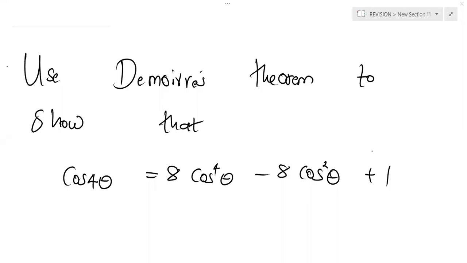Hello, guys. So I would like us to look at this question. Use De Moivre's theorem to show that cos 4θ is equal to 8 cos⁴θ minus 8 cos²θ plus 1.